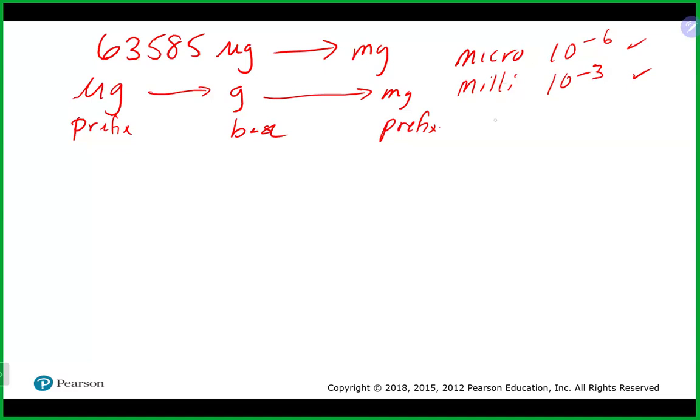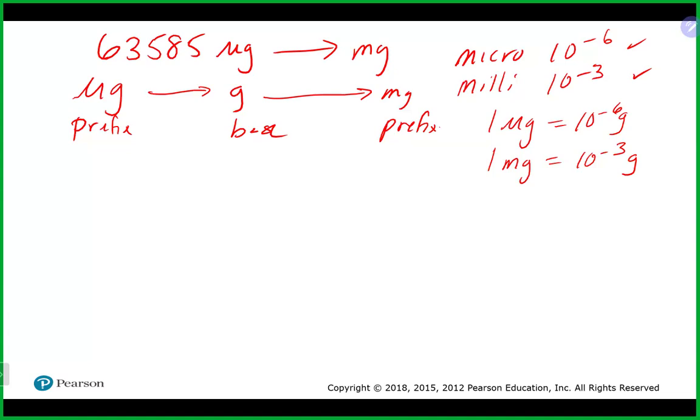So in this case, that would mean that in 1 microgram, there is 10 to the minus 6 grams. That would also mean in 1 milligram, there is 10 to the minus 3 grams. So those are the two equalities, and the proper way to use that, once again, is not 10 to the minus 3 milligrams in 1 gram. So don't get it backwards.